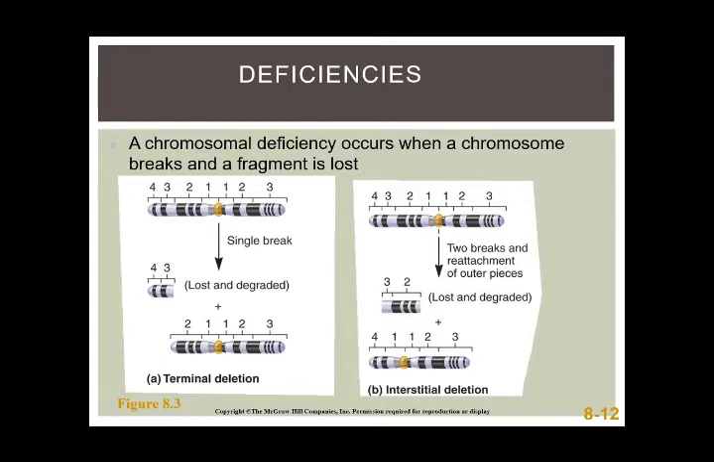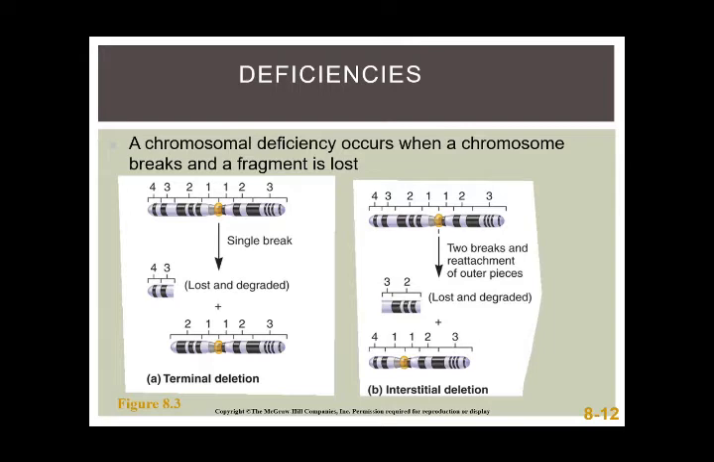Deficiencies. A chromosomal deficiency occurs when a chromosome breaks and a fragment is lost. So in this picture, you can see that there's a single break. In this case, parts 3 and 4 are lost and degraded. Then you have 1, 2, 3 and 1, 2.